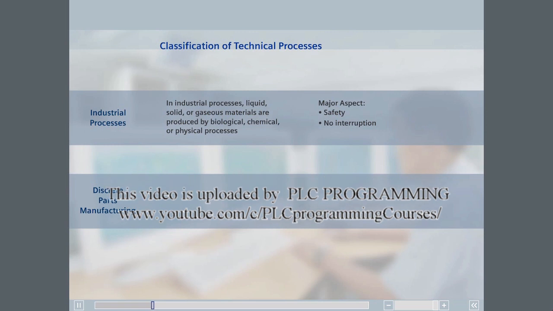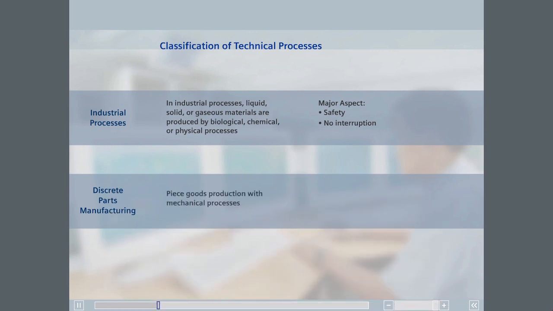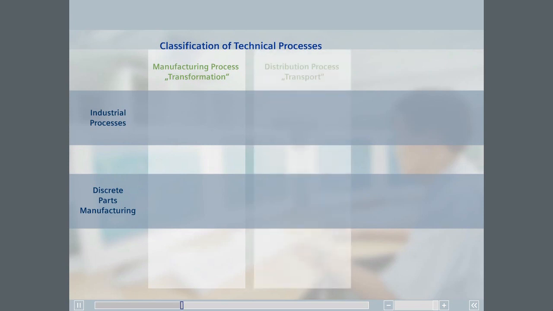Discrete parts manufacturing creates production lots of a product, such as screws or automobile bodies or bottle filling. They are normally mechanical processes. The main emphasis here is on throughput and speed. Both types of process can be further divided into the categories manufacturing processes, distribution processes, and storage processes.